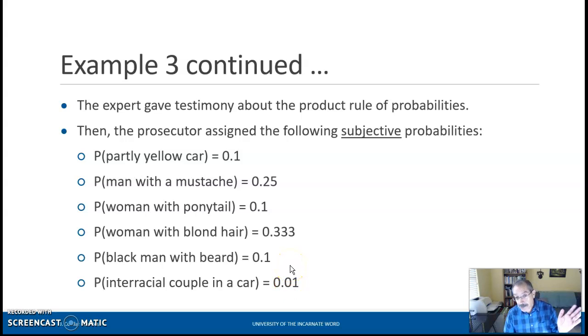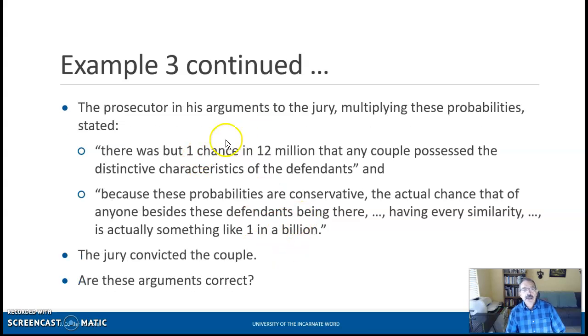So the prosecutor made up these probabilities. Then, using the expert's testimony on the product of probabilities, he just multiplied all of them. And he used this in his argument: multiplying these probabilities, there was but one chance in 12 million that any couple possessed the distinctive characteristics of the defendants. And because these probabilities are conservative, the actual chance that anyone besides these defendants was there, having every similarity, is somewhere like 1 in a billion. So based on that argument, the jury convicted the couple.